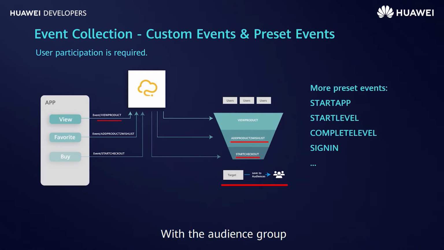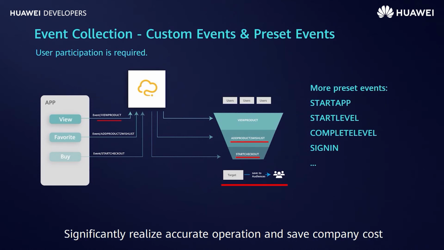With the audience group, we can send accurate marketing information to these users directly with Huawei Push. Next, we keep tracking data analysis on these users, optimizing our marketing strategies and optimizing our app. This is the closed-loop management solution that we've discussed before. Such convenient services can improve company operation efficiency, significantly realize accurate operation, and save company cost.